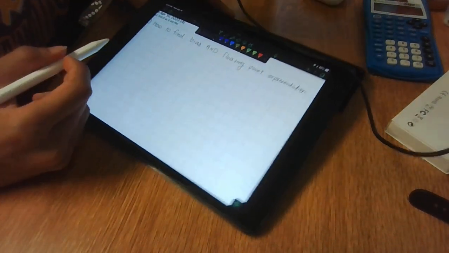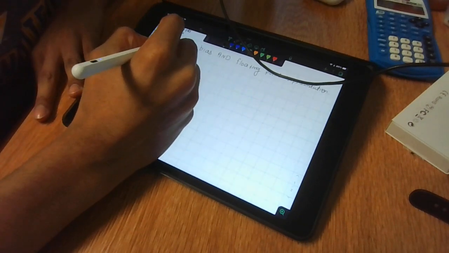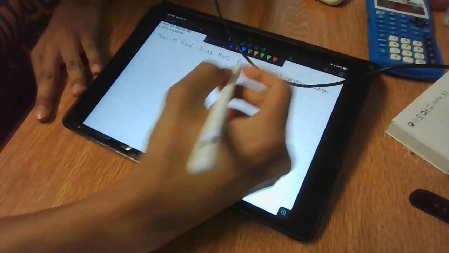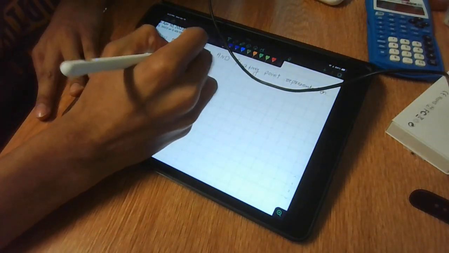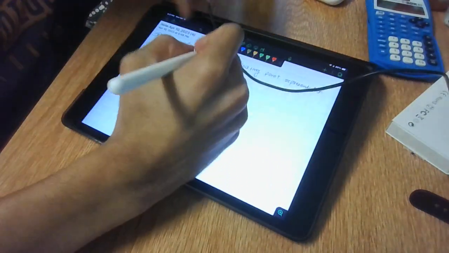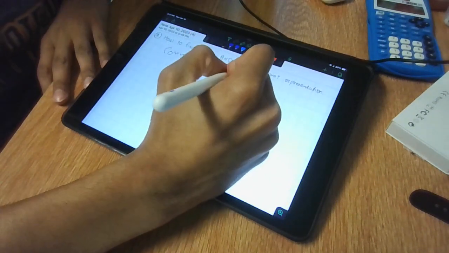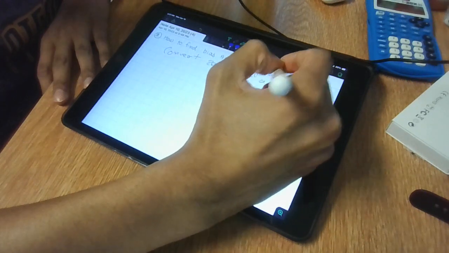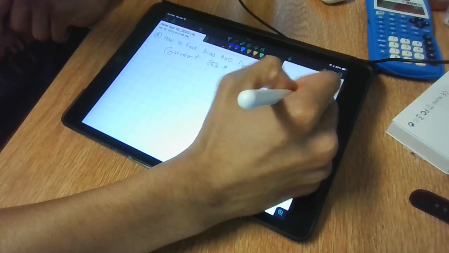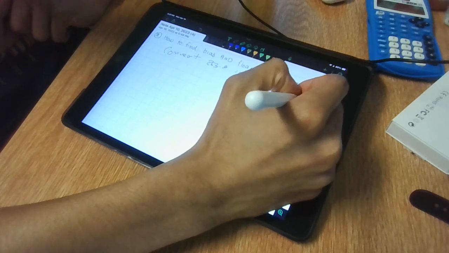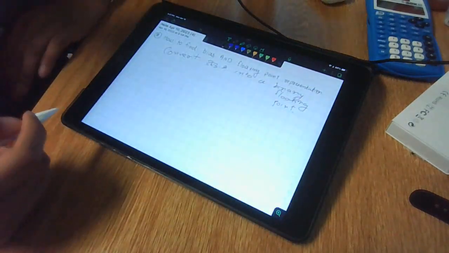Okay, so in this video, we are trying to convert 263.3 into a binary floating point. How would I do that?